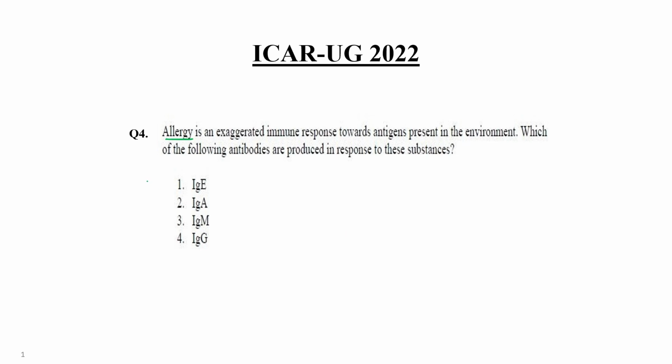Yes. So IgE would be the correct answer. IgE is the main type of antibody or immunoglobulin which actually responds in an allergic reaction. IgA is present in the secretions, like milk from the mother. IgM is the main antibody present inside the body, present in a large amount. So IgE is the main antibody which is responsible for any kind of allergic reaction.